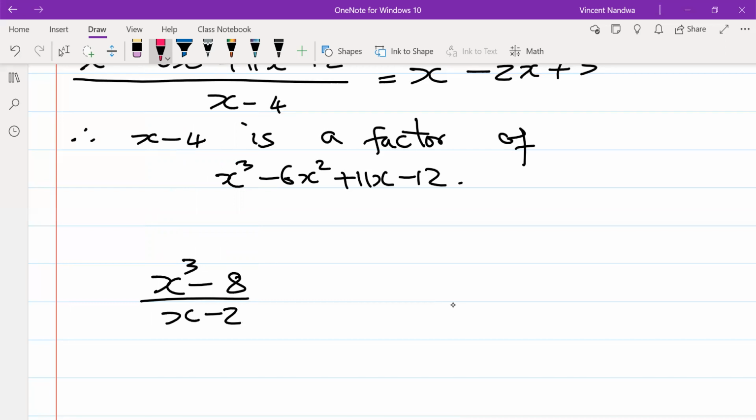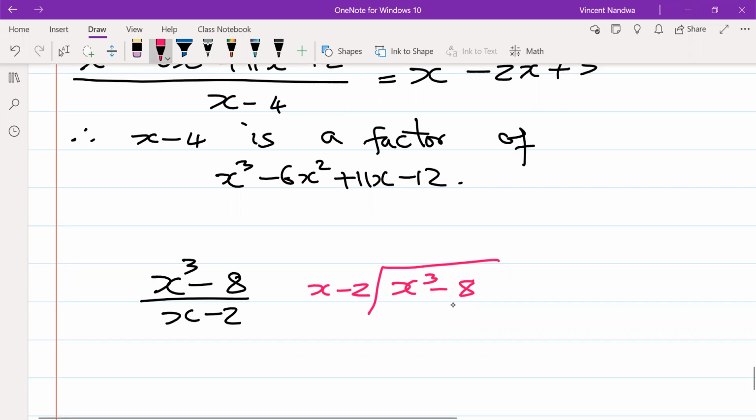Should be plus, not minus. So we'll have x cubed minus 8, and then we have x minus 2. So what should we multiply by x to get x cubed? X squared. So we'll have x squared. X squared times x is x cubed. X squared times minus 2 is minus 2x squared.